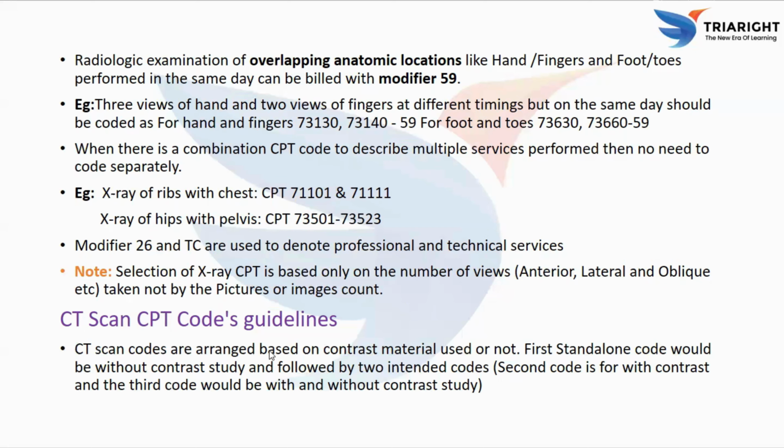And CT scan CPT code guidelines. How are CT codes arranged? CT codes follow a 3-step pattern for each body part. First is without contrast, second is with contrast, and third is with followed by without contrast. So how to choose correctly? If only non-contrast, pick the without contrast code. If only contrast, pick the with contrast code. If both are done in the same session, pick the with and without contrast code. Do not bill 2 separate codes. There is a combination code, which is given as with followed by without.